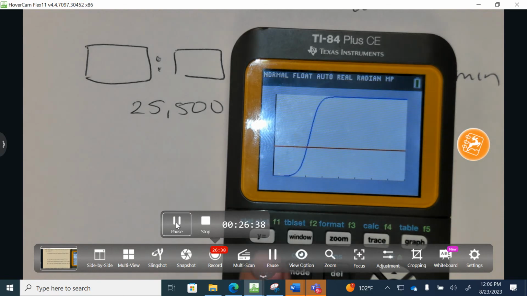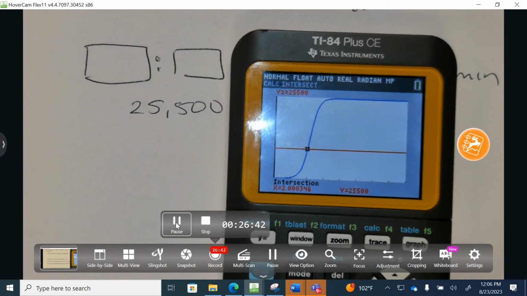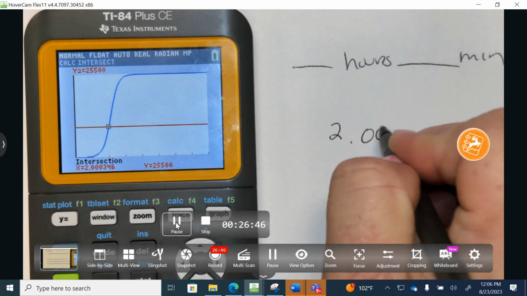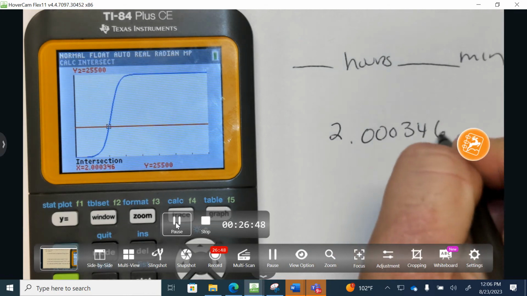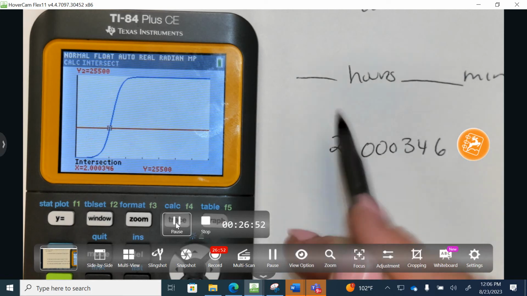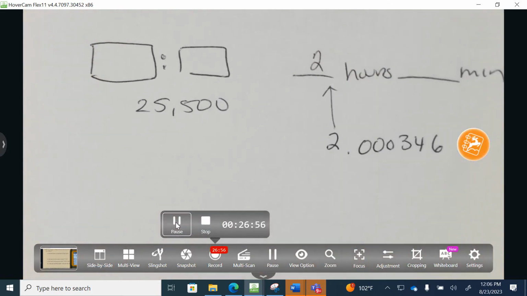So here's my intersection. Second trace, please no talking. And I'm going to write down this exact intersection point. The exact intersection point is 2.000346. By raise of hands, who came up with this before I move any further? Now, what does this mean? Well, this is hours. So there's 2 hours.